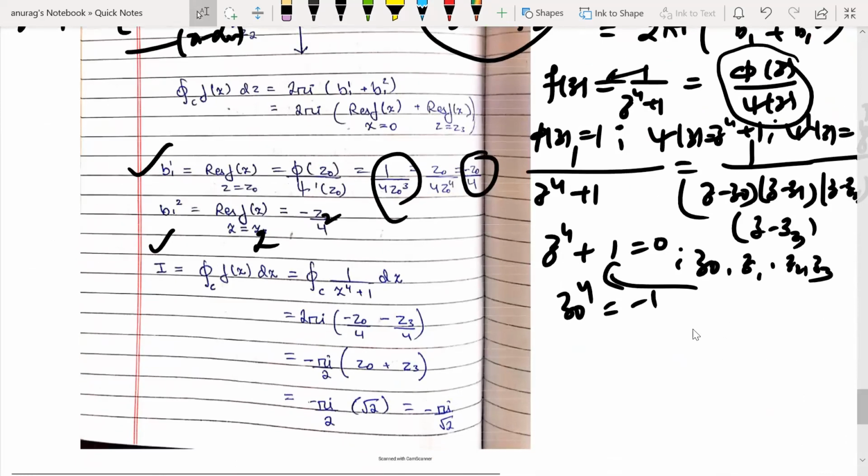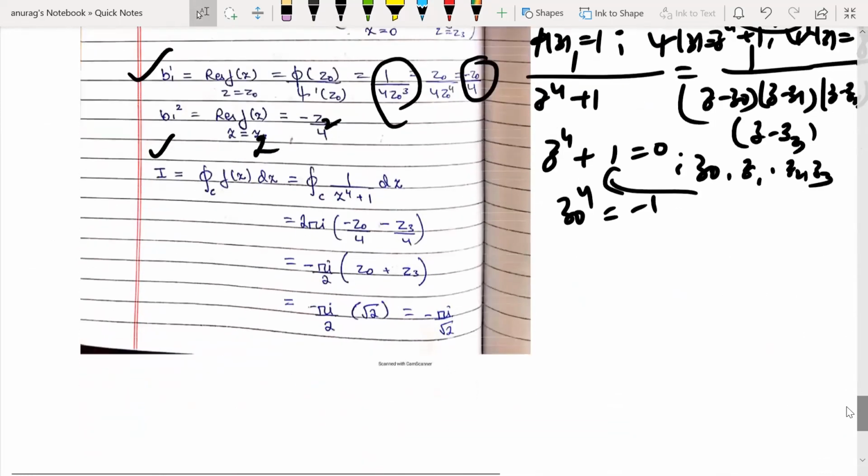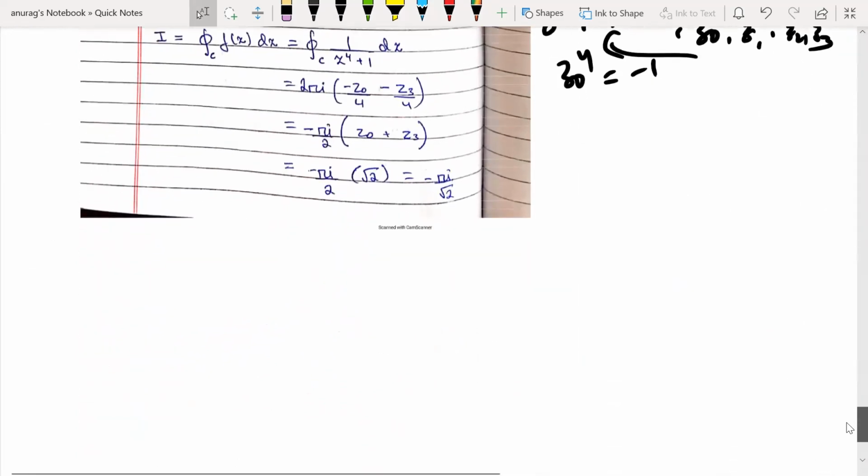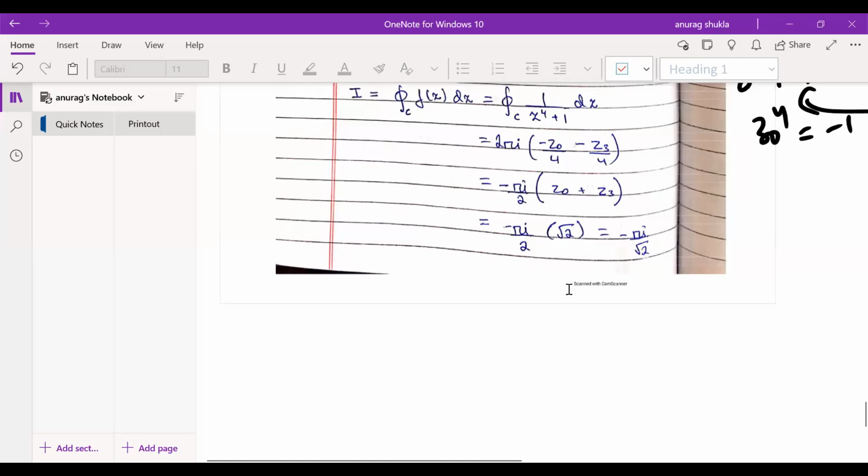Then you add the residues. Adding is very easy. Z0 by 4, Z2 or Z3 by 4, whichever you are assuming here, and add the values. Put the values of Z0 and Z2 or Z3, you will get this integration. This is a very important integration. So this is the ending of the Cauchy residue theorem. In the next lecture, we will see some applications of the Cauchy integral theorem. Okay, thank you.